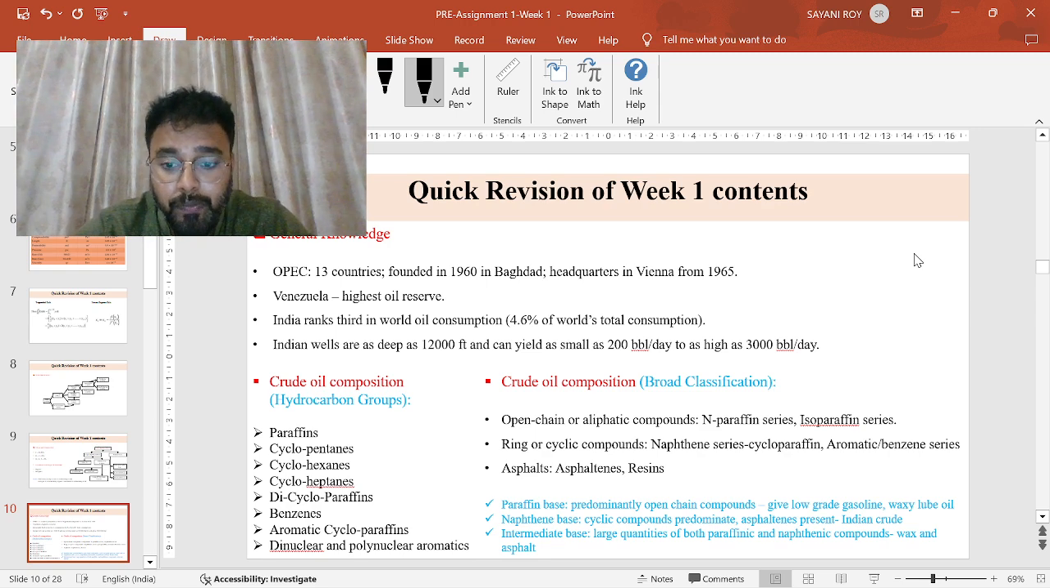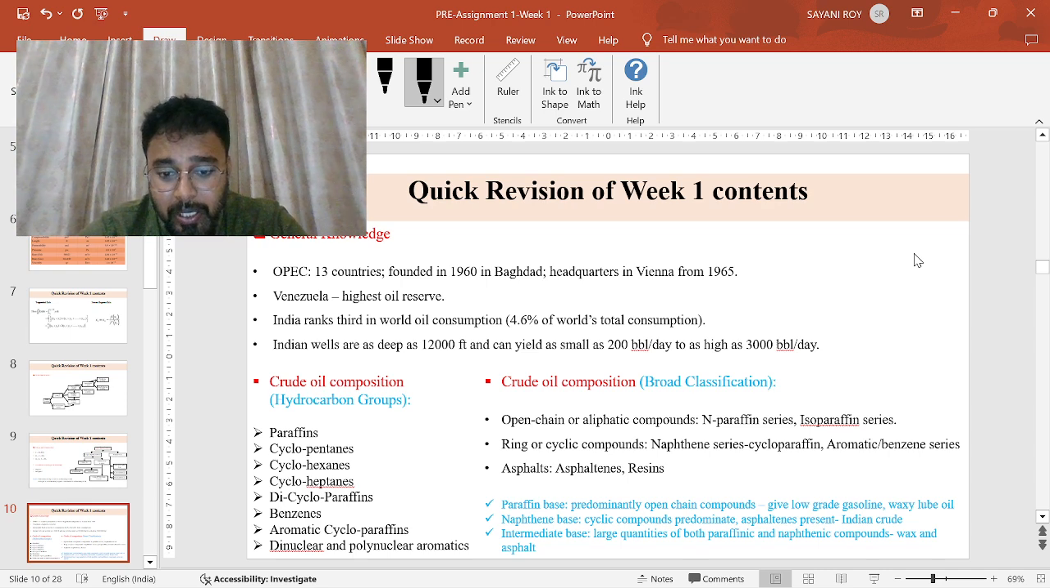Next, we can classify this composition broadly into 3 types. First, open chain or aliphatic compounds, which mainly include the N-paraffin series or isoparaffin series. These are long chain hydrocarbons, not cyclic hydrocarbons. Then there are ring or cyclic hydrocarbons: the naphthalene series or cycloparaffins, or the aromatic or benzene series. Then there are asphalts and resins, which are very heavy petroleum products.